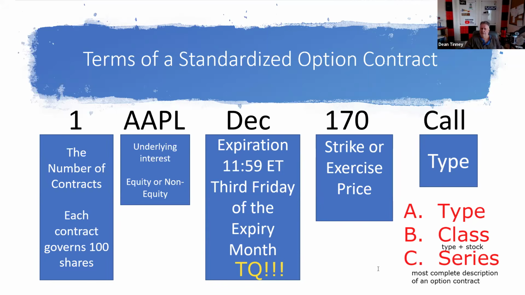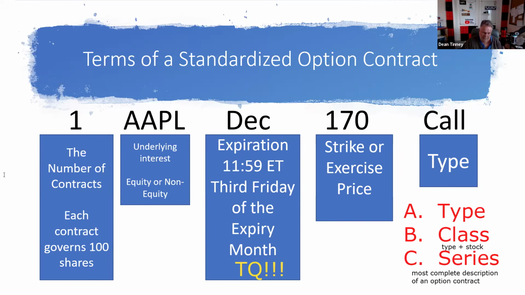So options expire on the 3rd Friday of the expiry month at 11:59 Eastern time. That is very much a test question. Now, if you're struggling with strategies, then I highly recommend you spend some time getting all these aim and shoot, point and click questions you're entitled to, right? It doesn't require any analytical prowess to know when options expire. 170 is the strike or exercise price. And then, as we said, call is the type of contract.